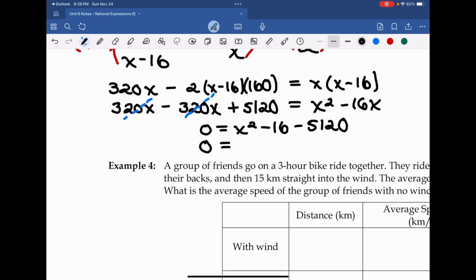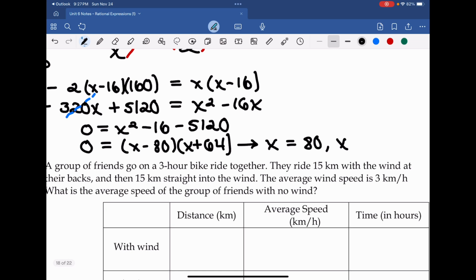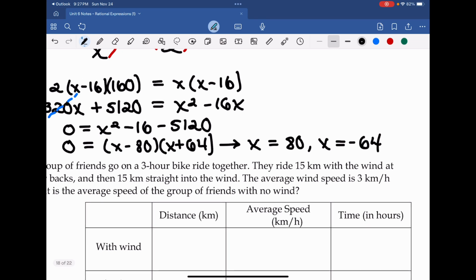This one's a little tougher. You might have to use your graphing calculator in order to get these zeros. We end up getting it when we factor it, x minus 80 and then x plus 64. Now, what does this mean for our x values? Here's what we have. One of the average speeds is represented by 80. The other average speed is represented by x equals negative 64.